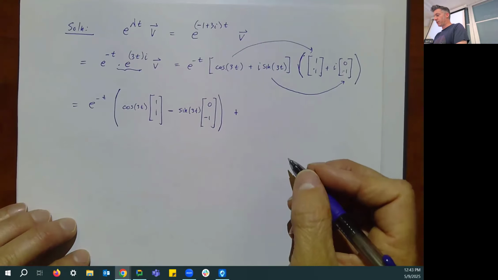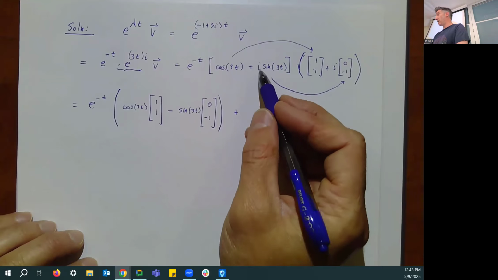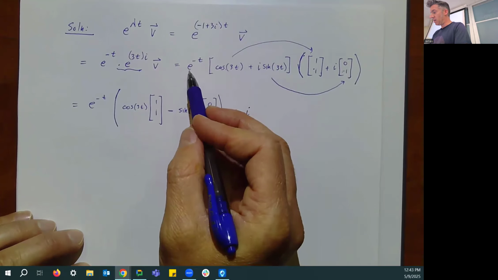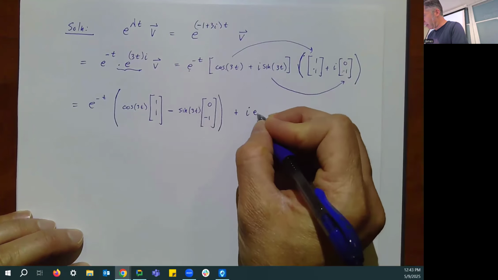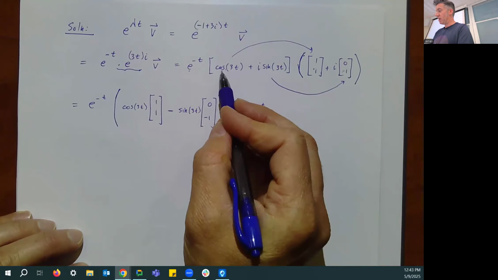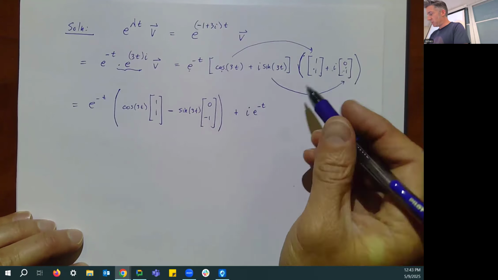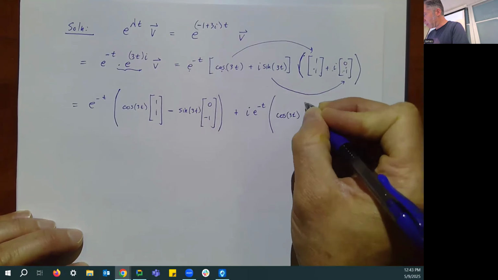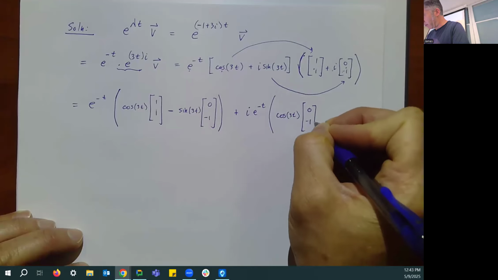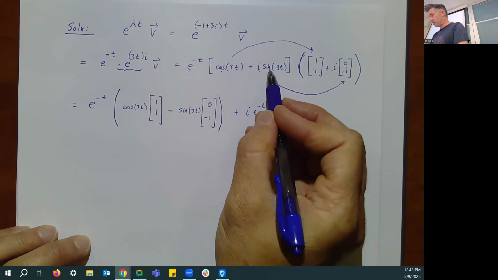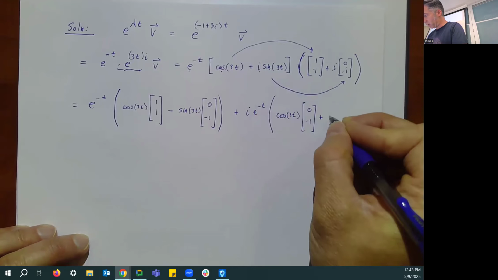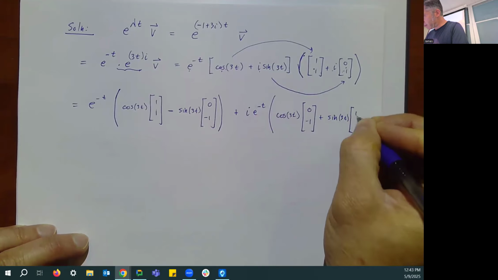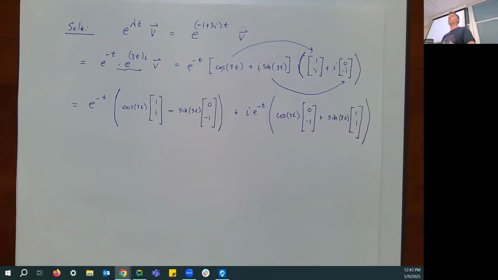Plus, the second part's going to have an i in it. It's going to be e to the -t, of course. The e to the -t has to be there. But then it's going to be cosine of 3t times i times (0, -1), and we're going to pull the i out. So it's cosine of 3t times the second part of the eigenvector. And then it's going to be i sine of 3t times (1, 1). And again, the i gets pulled out in the front.